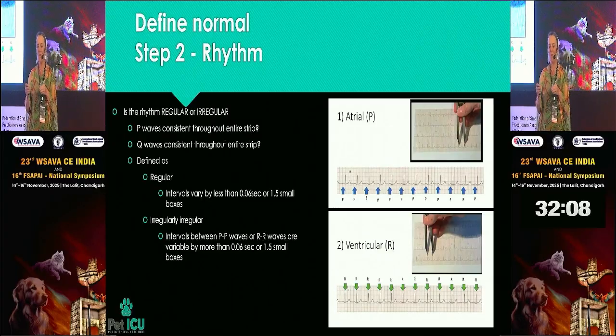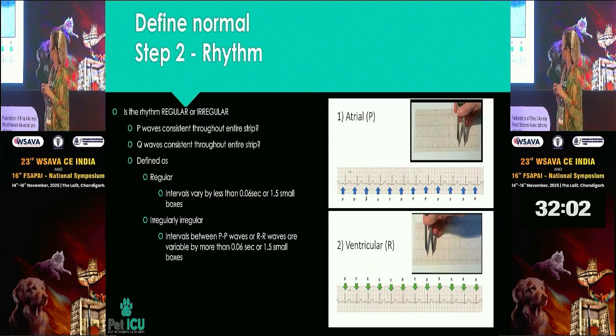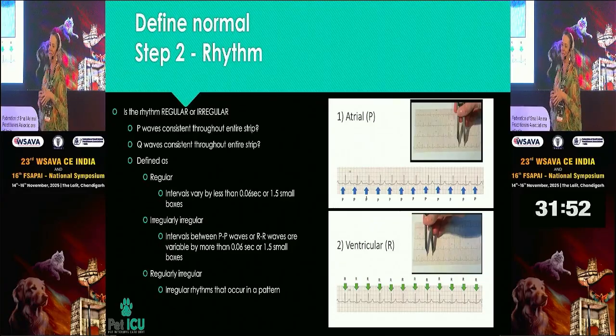If they're varying by more than 0.06 seconds, or 1.5 small boxes, that's what you want to really watch for. And if it's irregular, that's sometimes with these sinus arrhythmias, normally with their breathing, it occurs in a pattern and it's reoccurring.